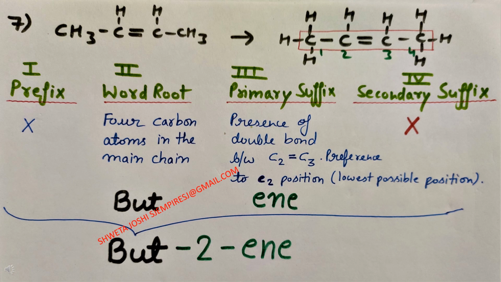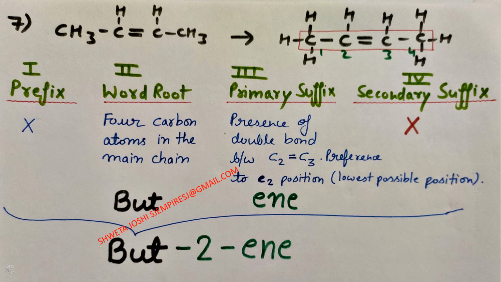Our next compound is CH3CH=CHCH3. Now making the open structural formula of this compound, we can see that there is no prefix part in this case. Now since 4 carbon atoms are present in the main chain, the word root will be but. Now for the primary suffix, since there is a double bond between C2 and C3 carbon atoms, we have to write down ene, E-N-E.